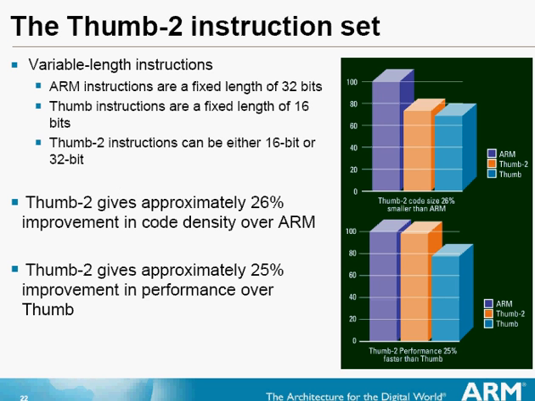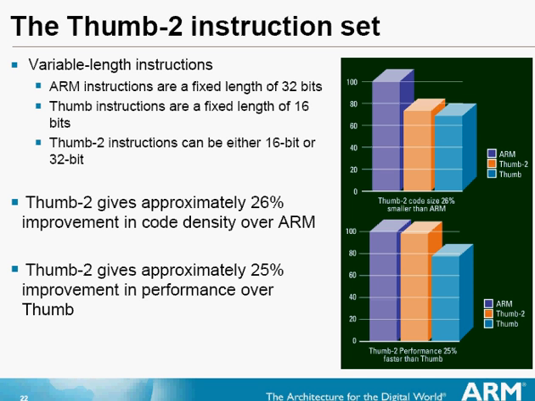The Thumb 2 instruction set. Cortex M3 implements only a subset of the Thumb 2 instruction set. It has some but not all. Regarding variable length instructions, ARM instructions are fixed length 32-bit. Thumb instructions are fixed length of 16-bit. Thumb 2 instructions can be either 16-bit or 32-bit.